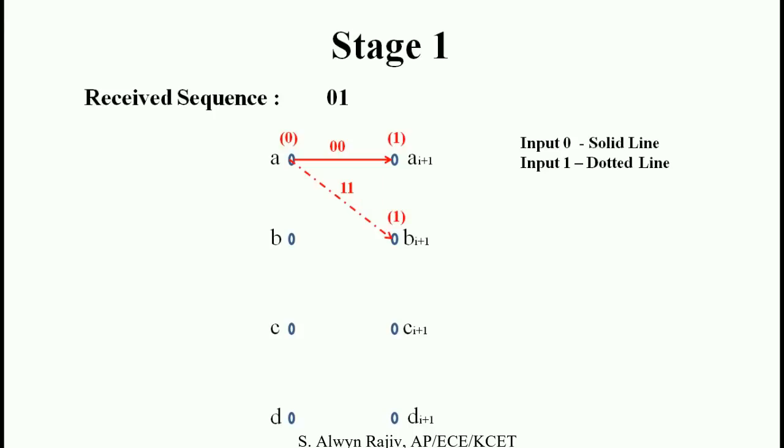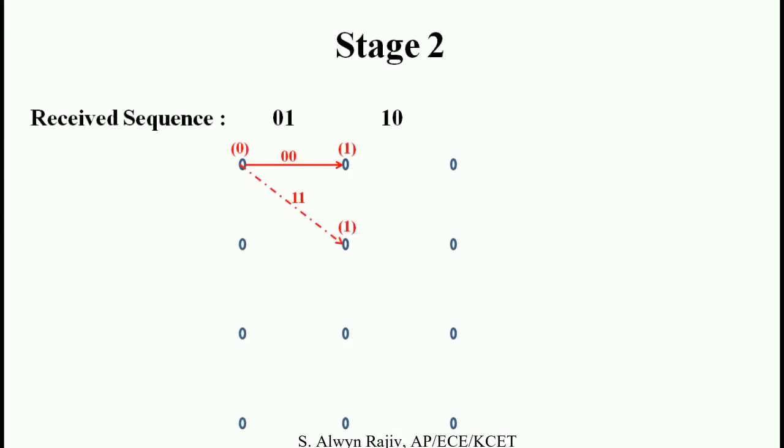Next, stage 2. In stage 2, we receive the next received sequence 1, 0. First, the input becomes 0, shown as the solid line. The code word becomes 0, 0. Now we find the Hamming distance between the two values. Only one bit is changed. The value becomes 1. The node metric value becomes 1 plus 1, value becomes 2.